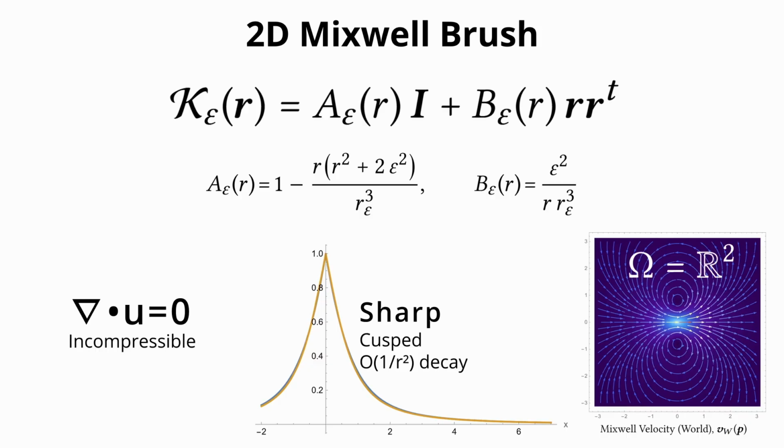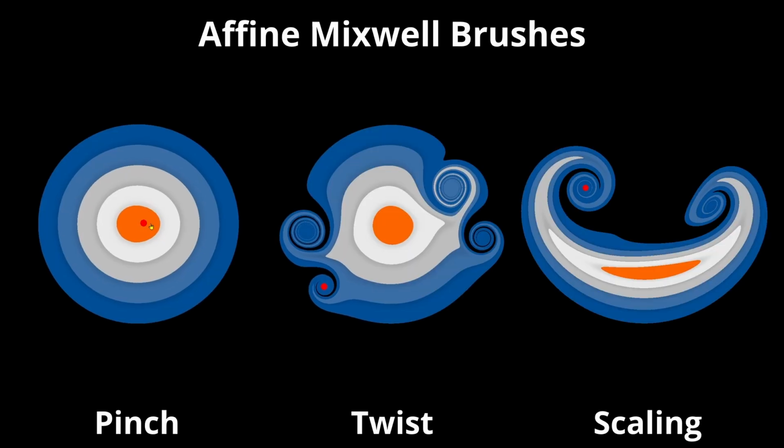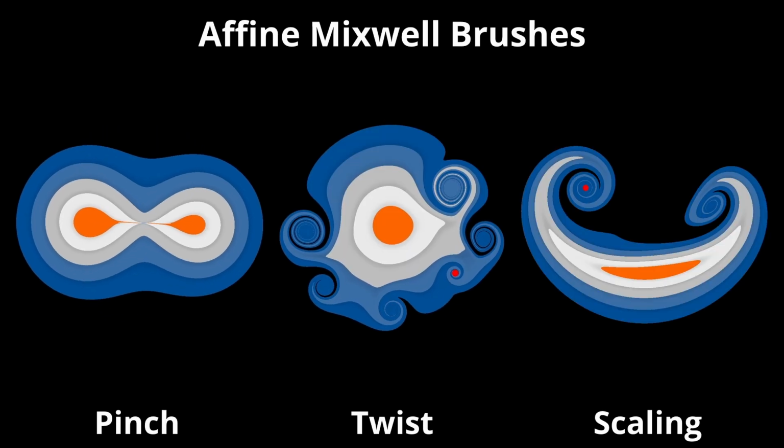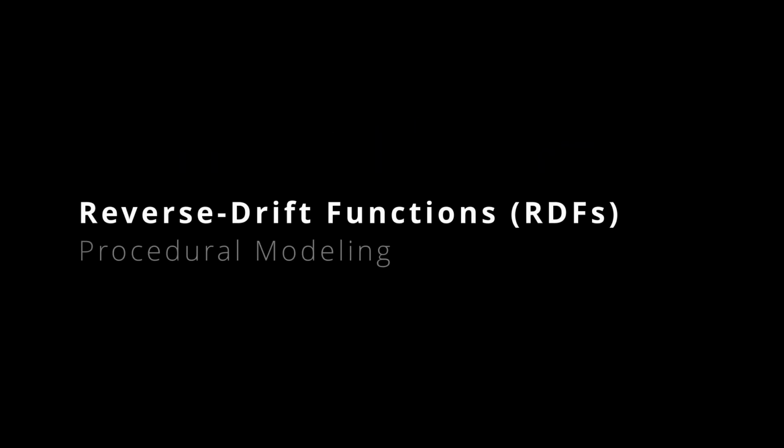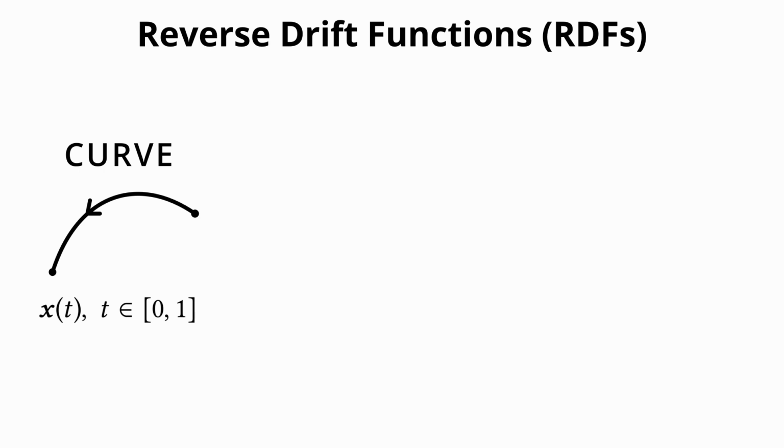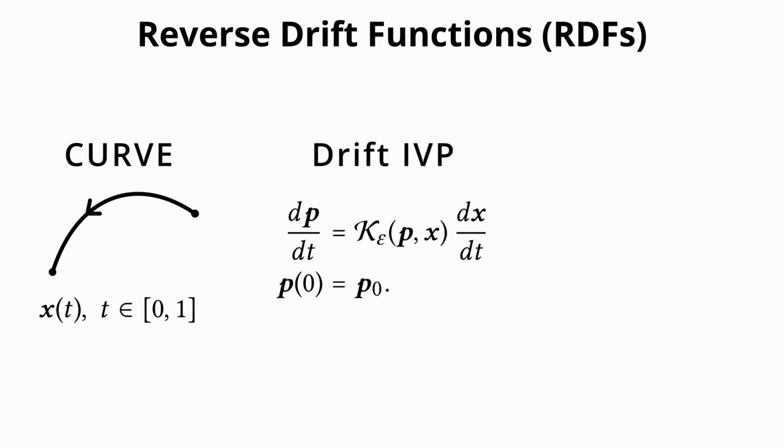You can also take derivatives of this thing. People like derivatives. So you can compute the affine Mixwell brush to get pinch and twist brushes like we did with Kelvinlets. And so basically this is complicated. So we encode everything with RDFs, which means if you have a brush moving along a curve, there's a drift initial value problem that you time step to figure out the drift of your particle at some position P naught. And then the difference between the end and the beginning position is the RDF.